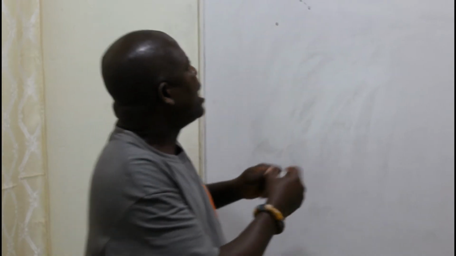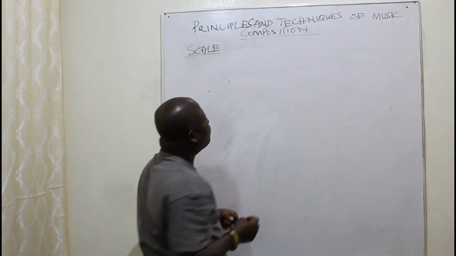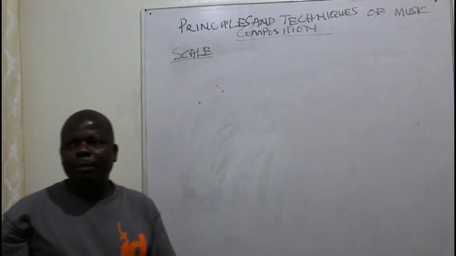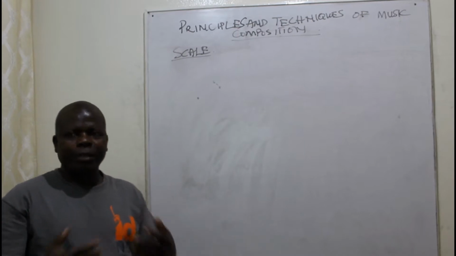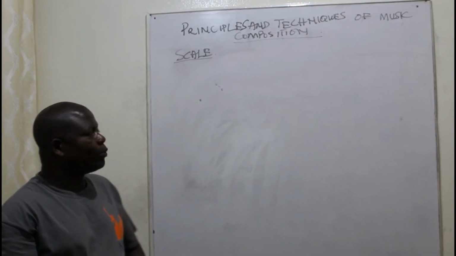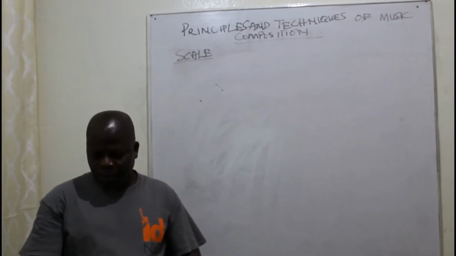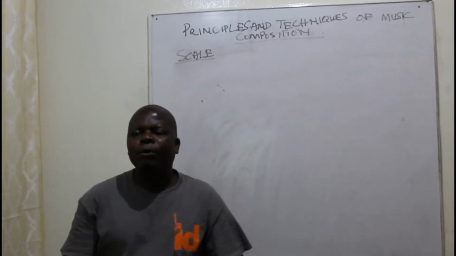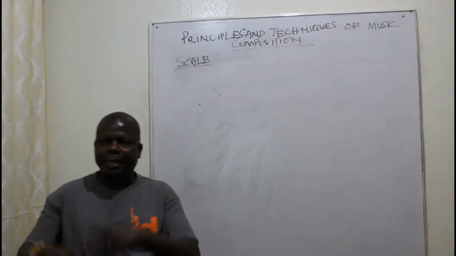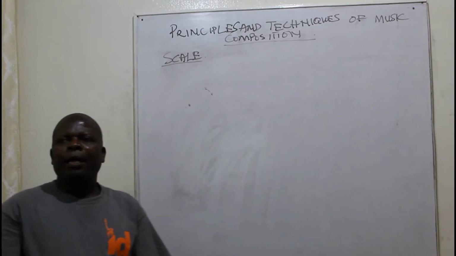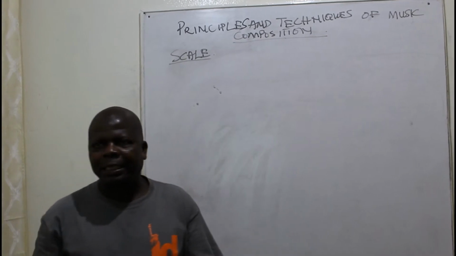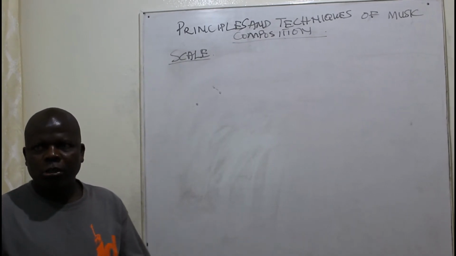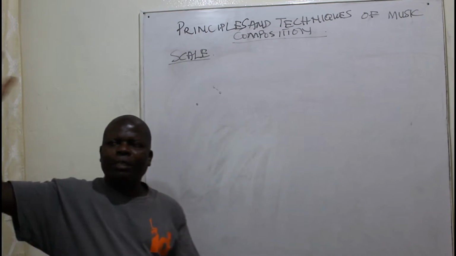Today we are going to talk about principles and techniques of music composition. We have already started it, and now we are going to continue. Today, we will start by revising what we call the scale. We have already explained it, but we also want to repeat it. The scale is an orderly arrangement of musical notes in ascending or descending order.